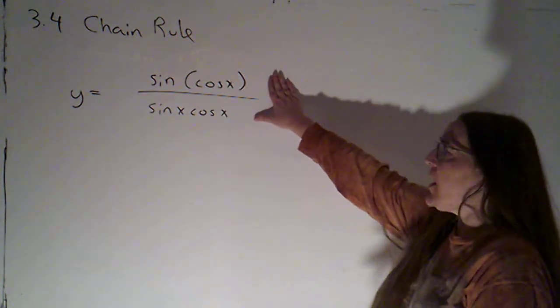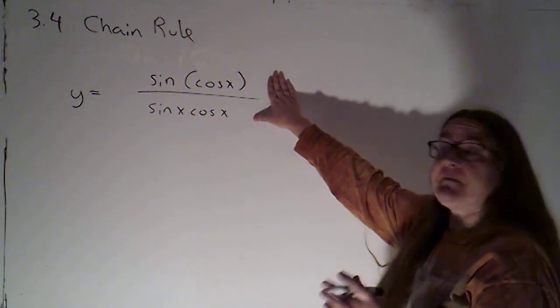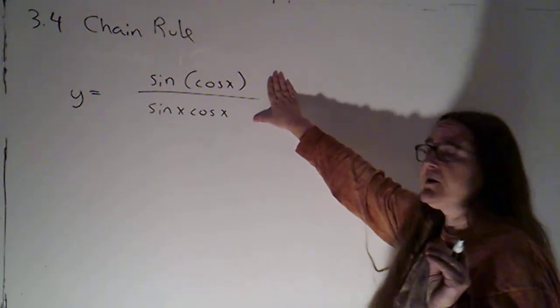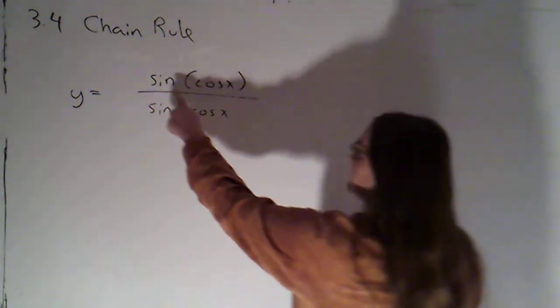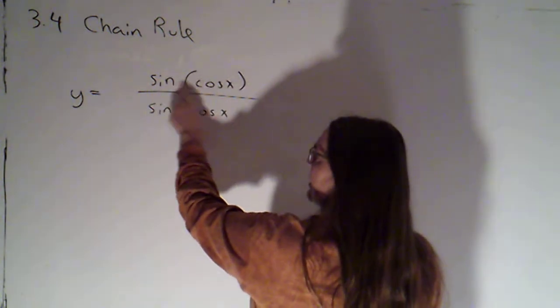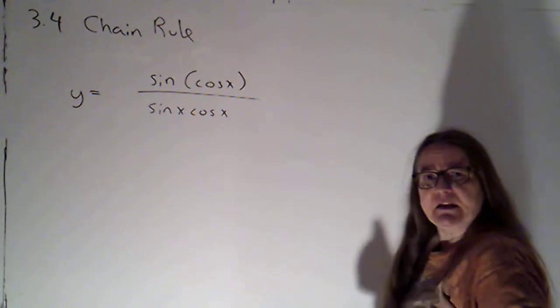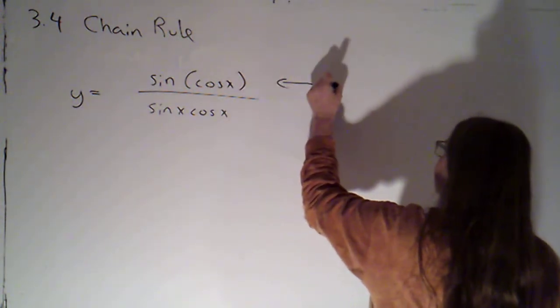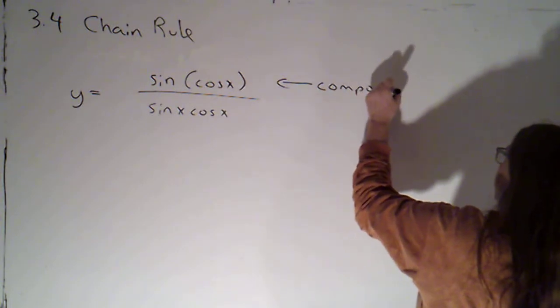Now the top and the bottom look fairly similar because they both involve a sine and a cosine, and sometimes students will get these confused. They see the sine next to the cosine here on top, and they want to think that means multiplication, but it doesn't. The top here is composition.